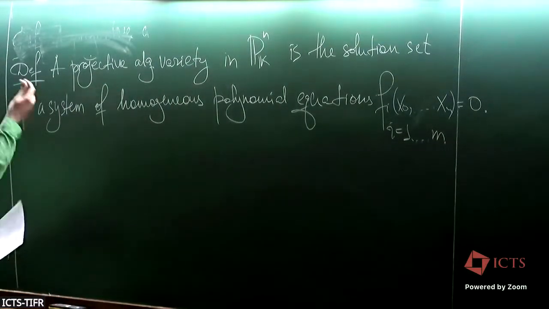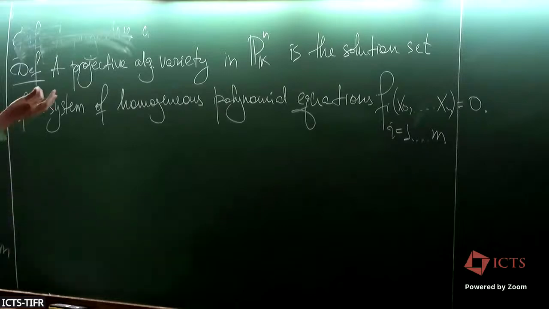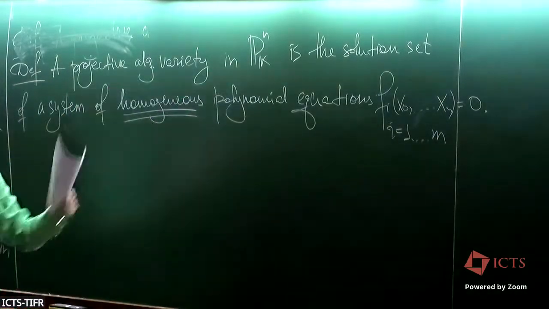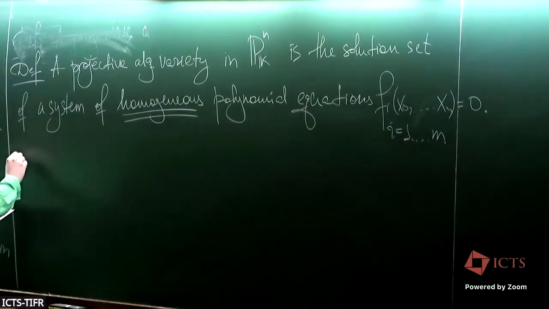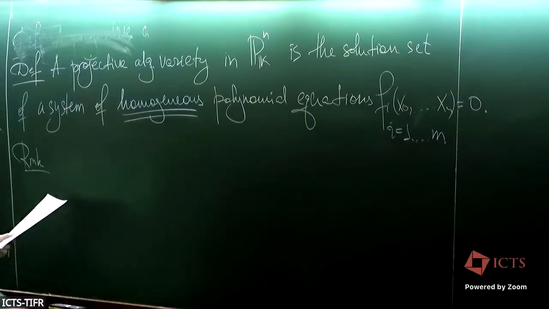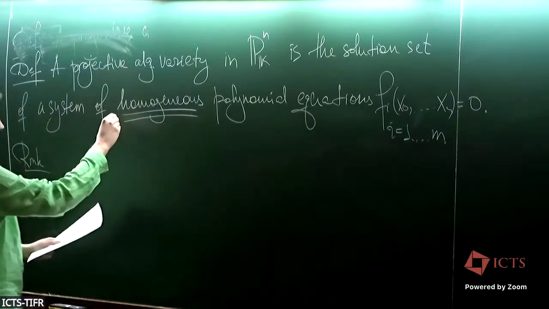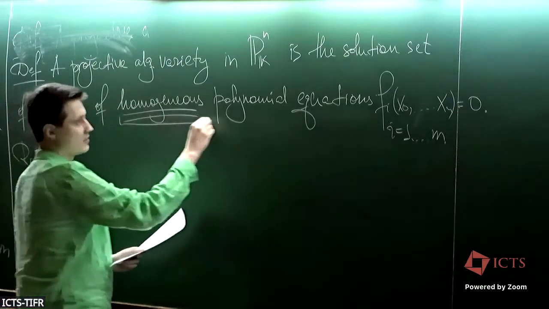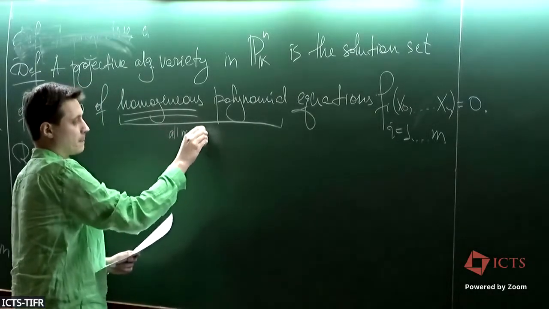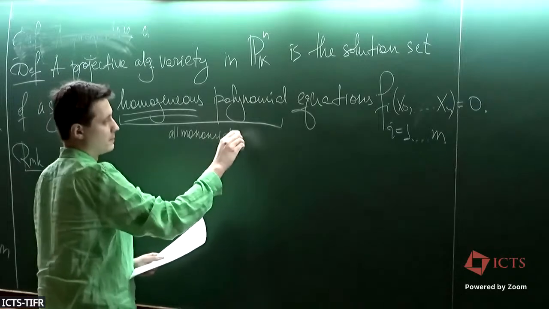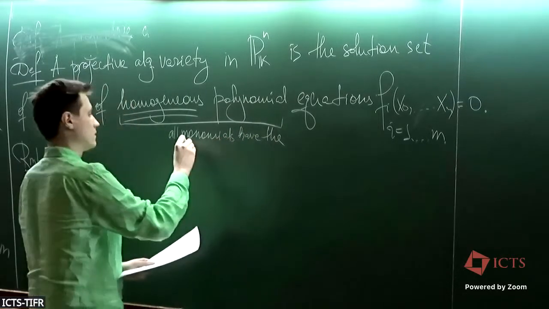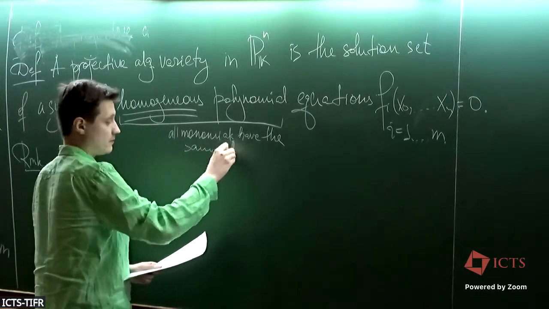So the key difference between those two definitions, apart from the ambient space, is this word homogeneous. And this has to do with the structure of the projective space. So let's try to understand why we have to require homogeneity here. So homogeneous polynomials, I'm sorry, I didn't say this, are polynomials in which all monomials have the same degree.